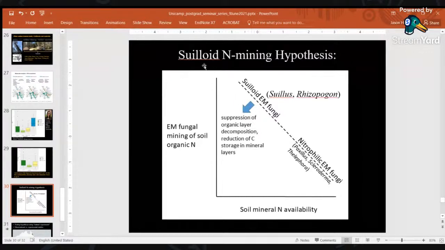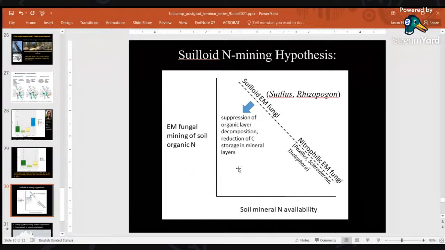So suilloid fungi tend to be fairly nitrophobic. They prefer and thrive in soils that do not have high nitrogen availability. On the other hand, you have a set of taxa like Paxillus, Scleroderma, and Thelephora that seem to respond very positively to nitrogen deposition, and they thrive in soils with a relatively high availability of nitrogen.